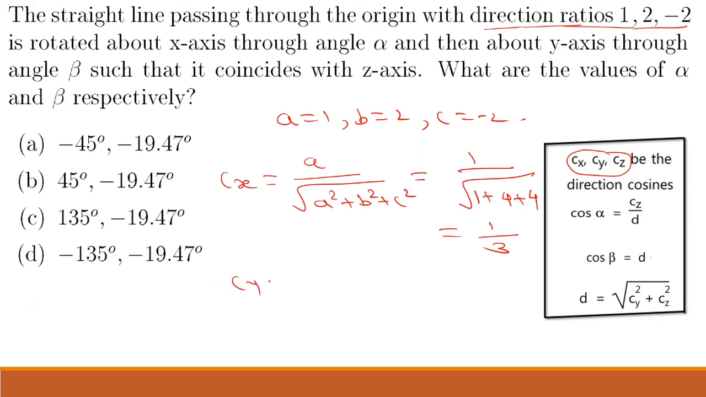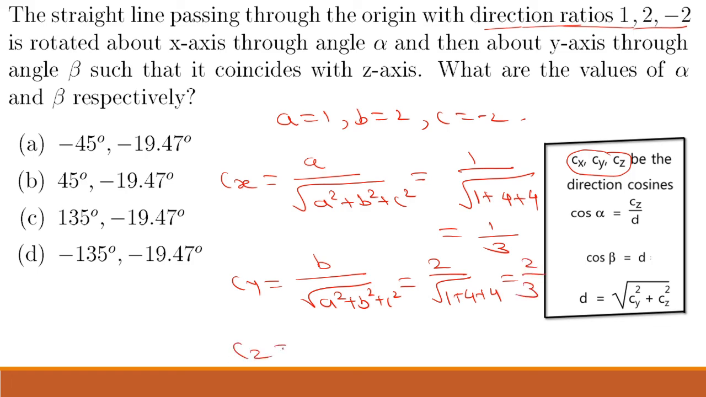Again cy, now cy will be what? B upon root of a square plus b square plus c square, and that is now b is what? 2, and divided by root 1 plus 4 plus 4, and that will be 2 by 3. And by the same way you have to find out cz, that is c upon root a square plus b square plus c square. Now what is the c? C is minus 2. Okay, and the denominator will come as 3. So these are the values of cx, cy, cz.